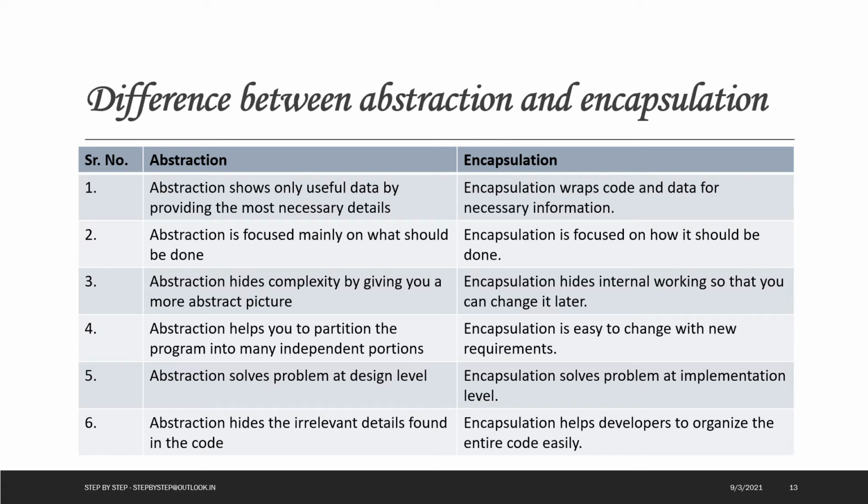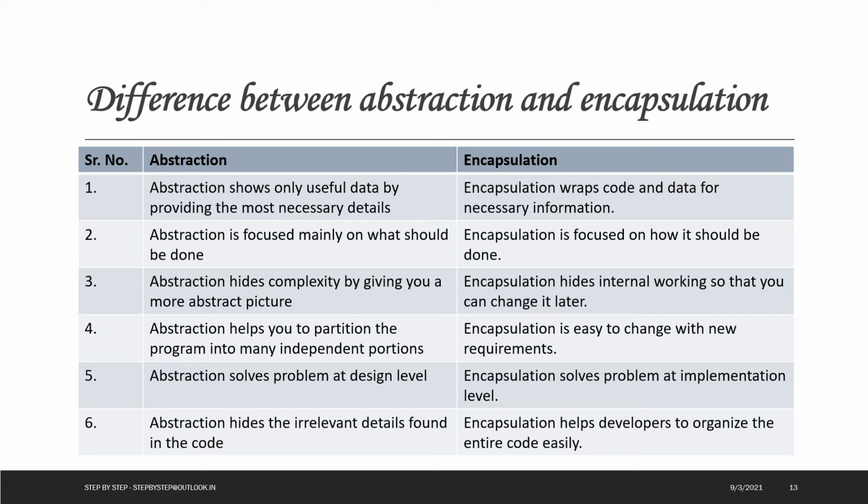Abstraction is focused mainly on what should be done, whereas encapsulation is focused on how it should be done. So there is a difference. Abstraction deals with what should be done, and encapsulation deals with how it should be done. Then, abstraction hides complexity by giving you a more abstract picture, whereas encapsulation hides internal working so that you can change it later. The fourth one: abstraction helps you partition the program into many independent portions, whereas encapsulation is easy to change with new requirements.